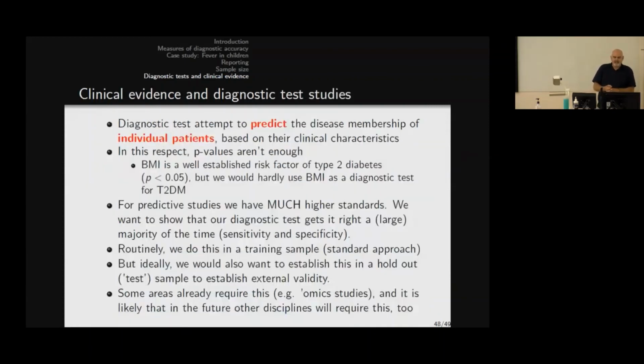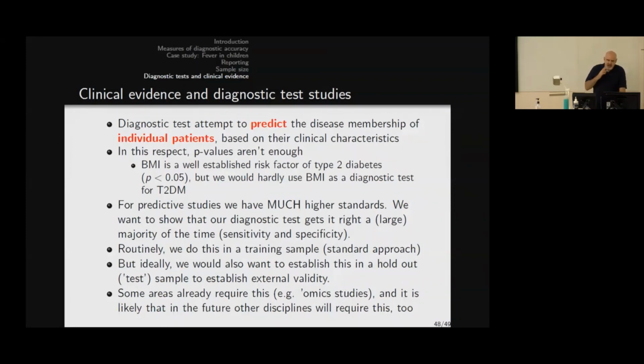Okay, so the last slide, I think this is it, yeah. Diagnostic tests, sorry, I've got the odd typo on here. Diagnostic tests attempt to predict the disease membership of individual patients based on their clinical characteristics. So it's very important. Before we do this, all we know is disease prevalence. So if a disease prevalence is 20%, you've got a 20% chance of having the disease if I don't know anything about you. Okay, now we need to understand that this is a predictive study.